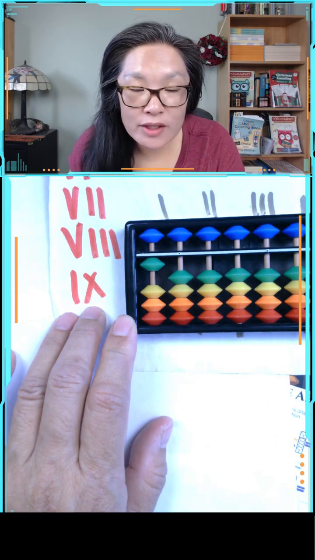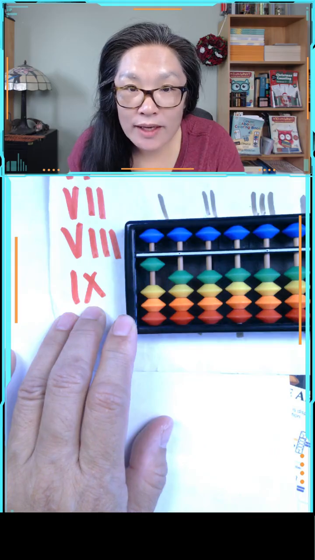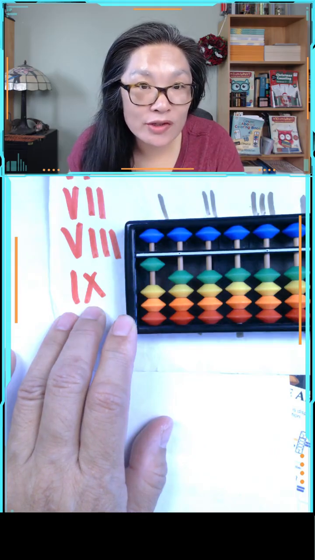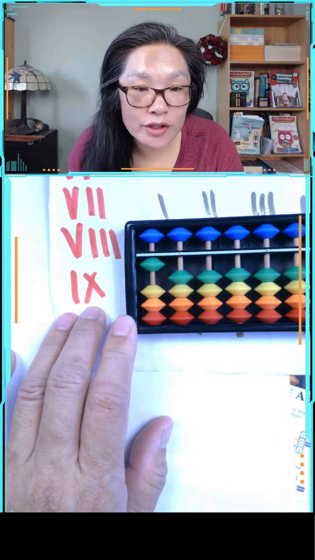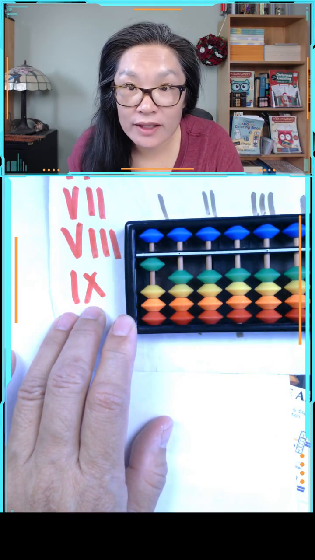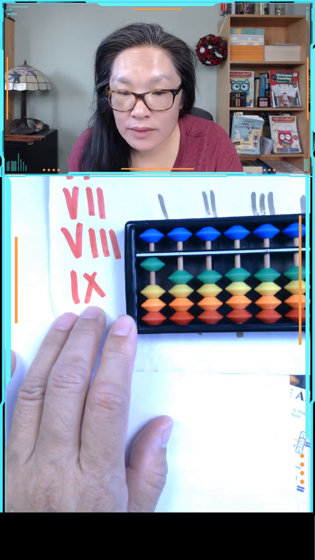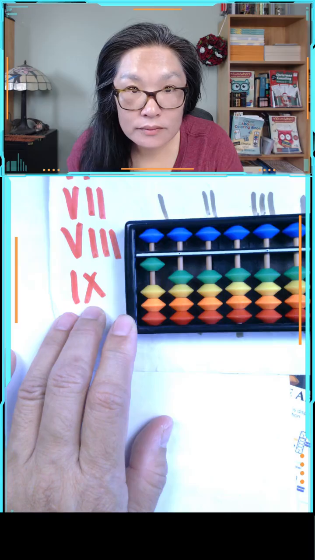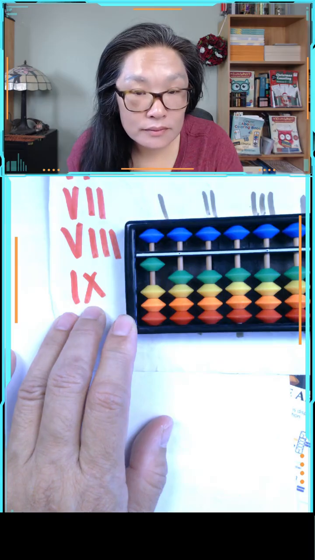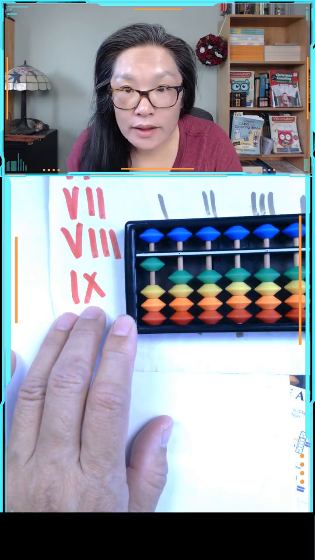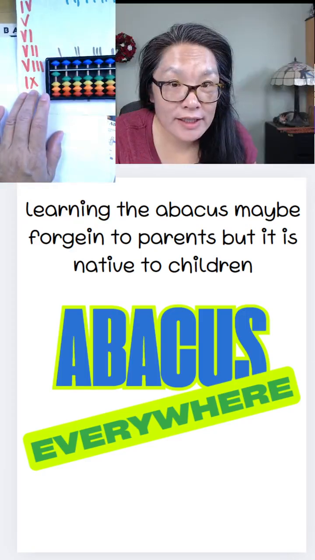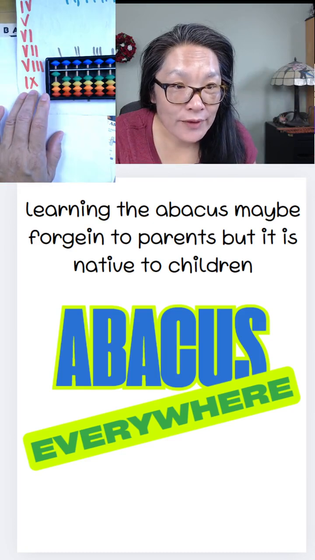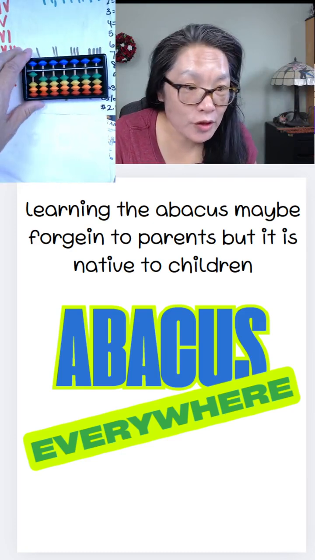So there was a mention about Fairy Mary. Well, guess what? Abacus has been around and it's actually everywhere. And I am going to show you. Let me see if I can find it. Okay, there we go. Here we go. So, for those of you that are interested, yes, abacus is actually everywhere. And what we're going to do is we're going to do a little field trip.